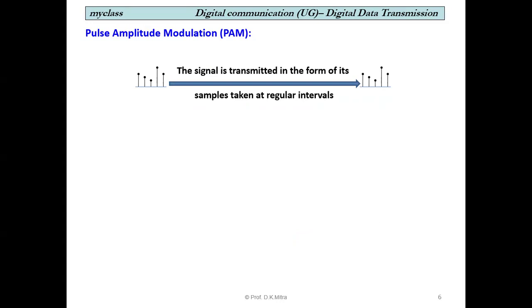Pulse amplitude modulation we have already learned in the first three lessons, where the signal is sampled and converted into a series of pulses. That means the signal is transmitted in the form of amplitude modulated pulses. That means the amplitude of the pulse actually carries the information of the signal value at that particular instant. That is why it is called PAM or pulse amplitude modulation.